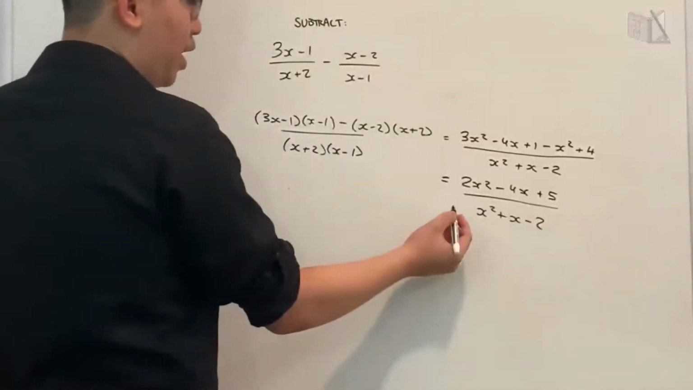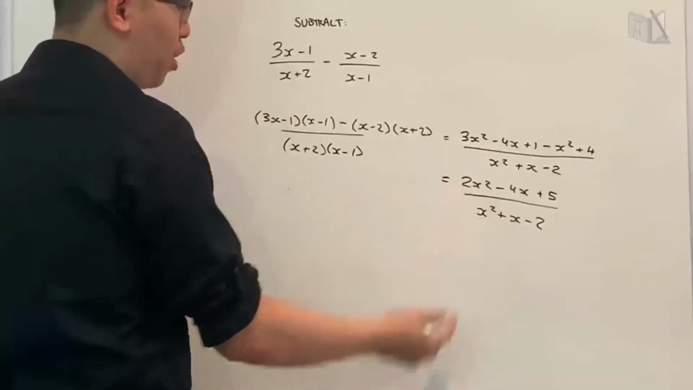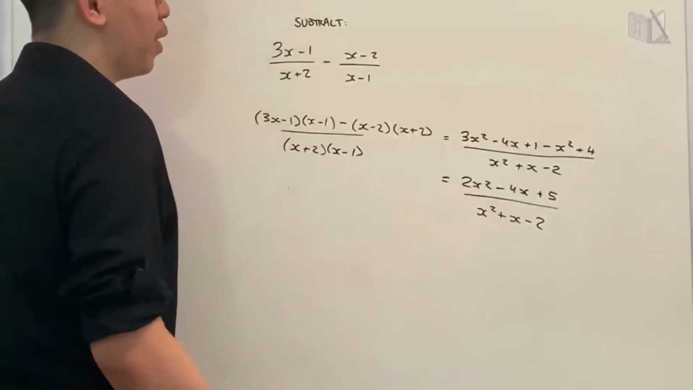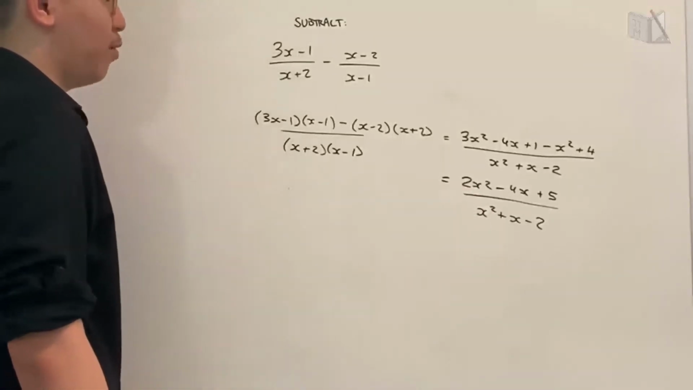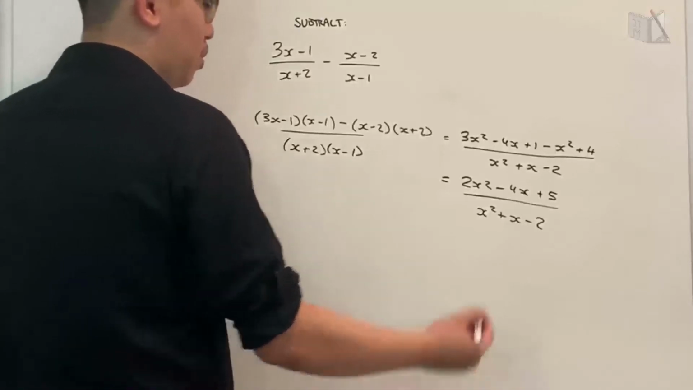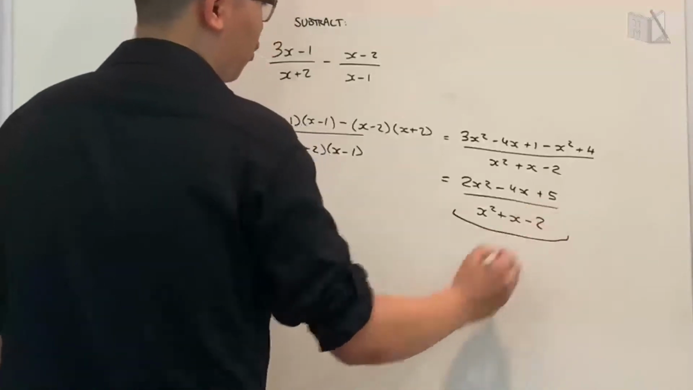So at this point, we're looking to see if we can factorize the numerator or denominator here. It looks like they are in their simplest form. So (2x² − 4x + 5)/(x² + x − 2) is going to be your final answer.